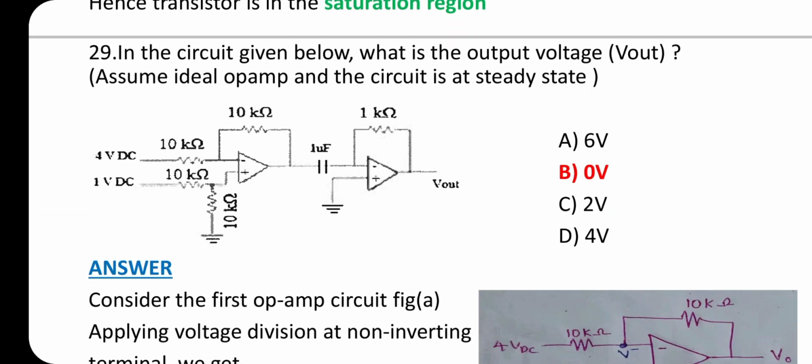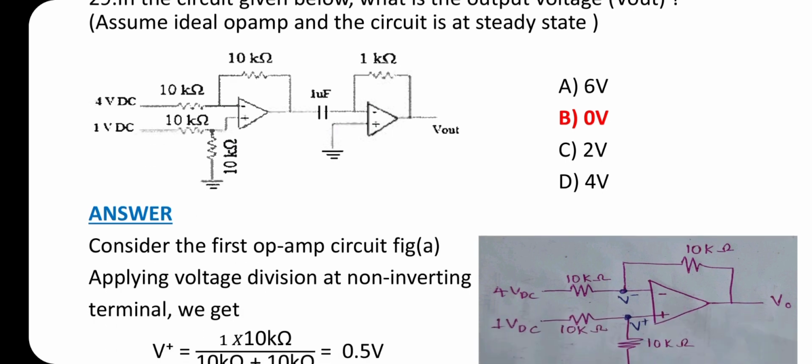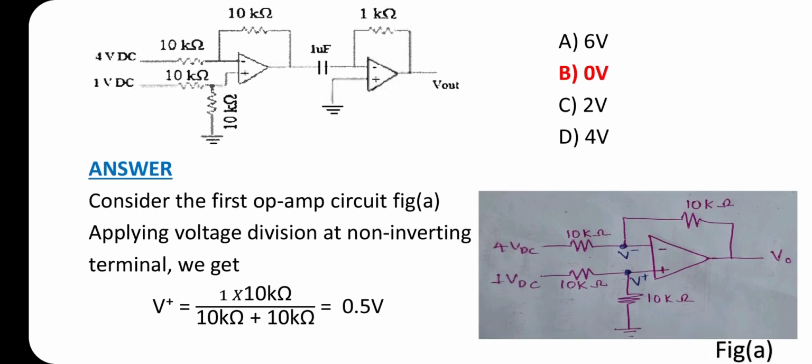Consider question 29. In the circuit given below, what is the output voltage Vout? Assume ideal diode and the circuit is at steady state. Option B is the correct answer, 0 volt.